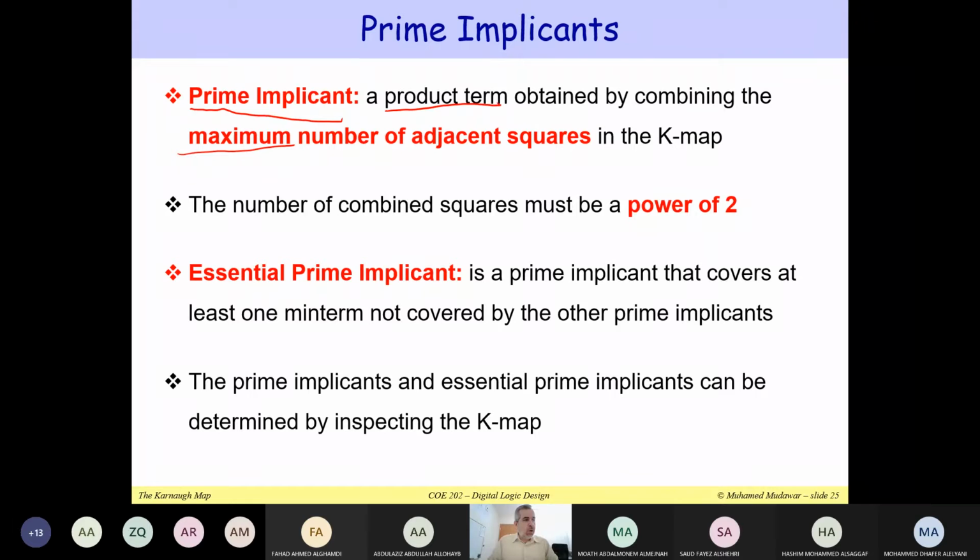So always the number of combined squares must be a power of 2. For example, we can combine 2, we can combine 4, we can combine 8, and so on. So it's always a power of 2.